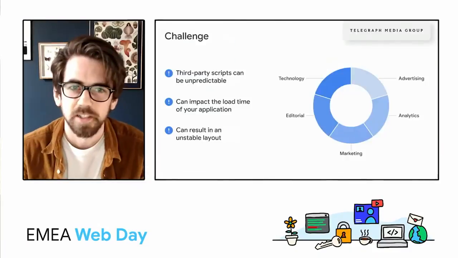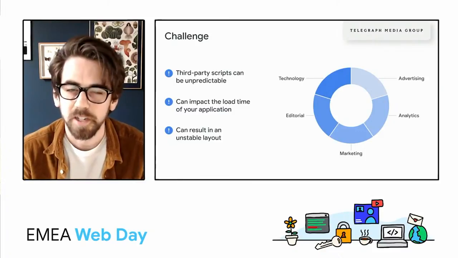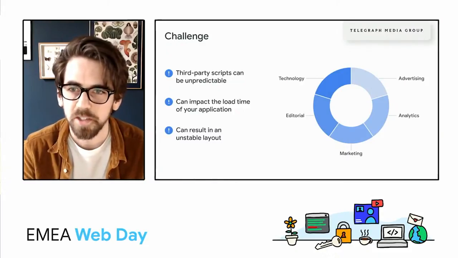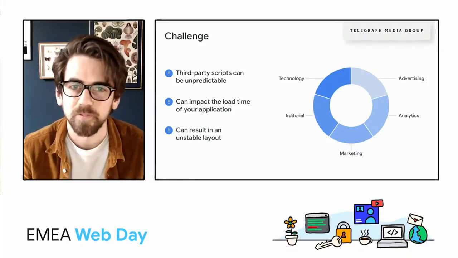Thanks, Katie. So as Katie mentioned, I'm Chris Boakes, a software engineer at The Telegraph. And The Telegraph, if you don't know, is one of the main news publishers in the UK. I work across the core web and apps team, and I'm here to talk about third parties and web performance.